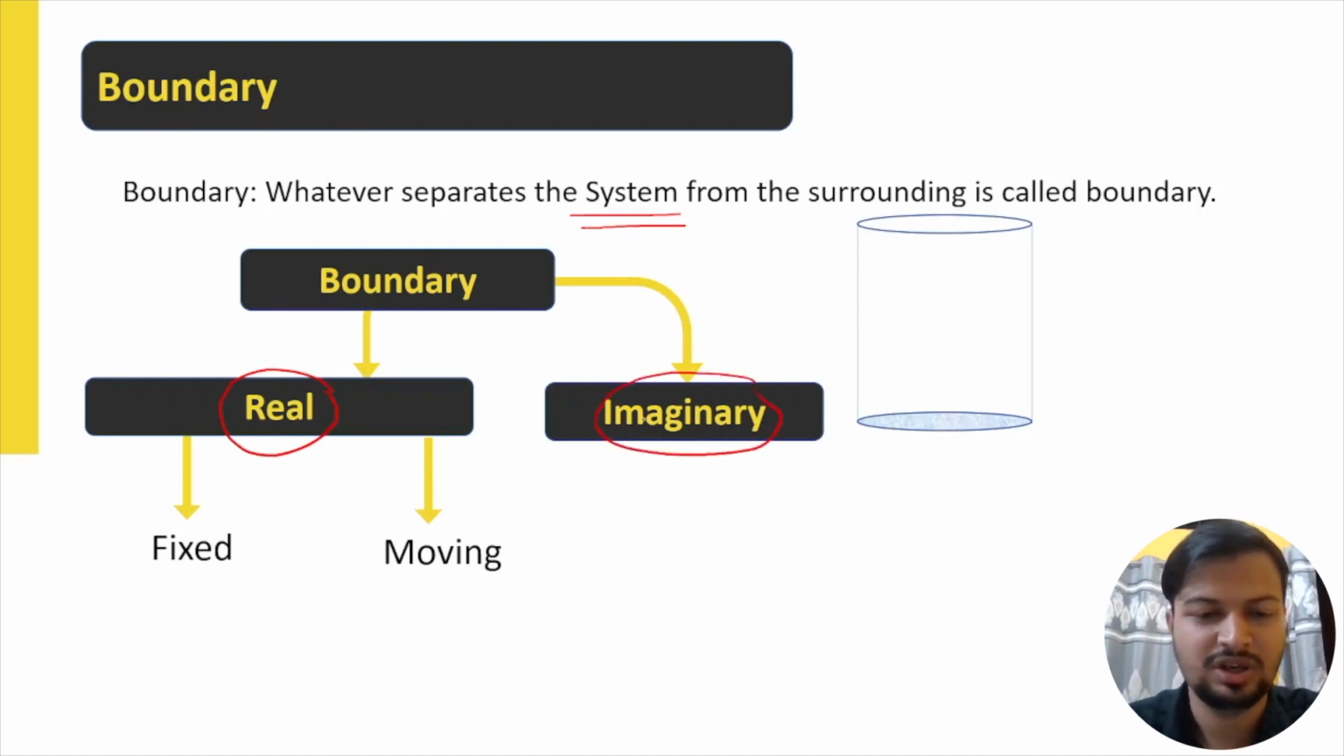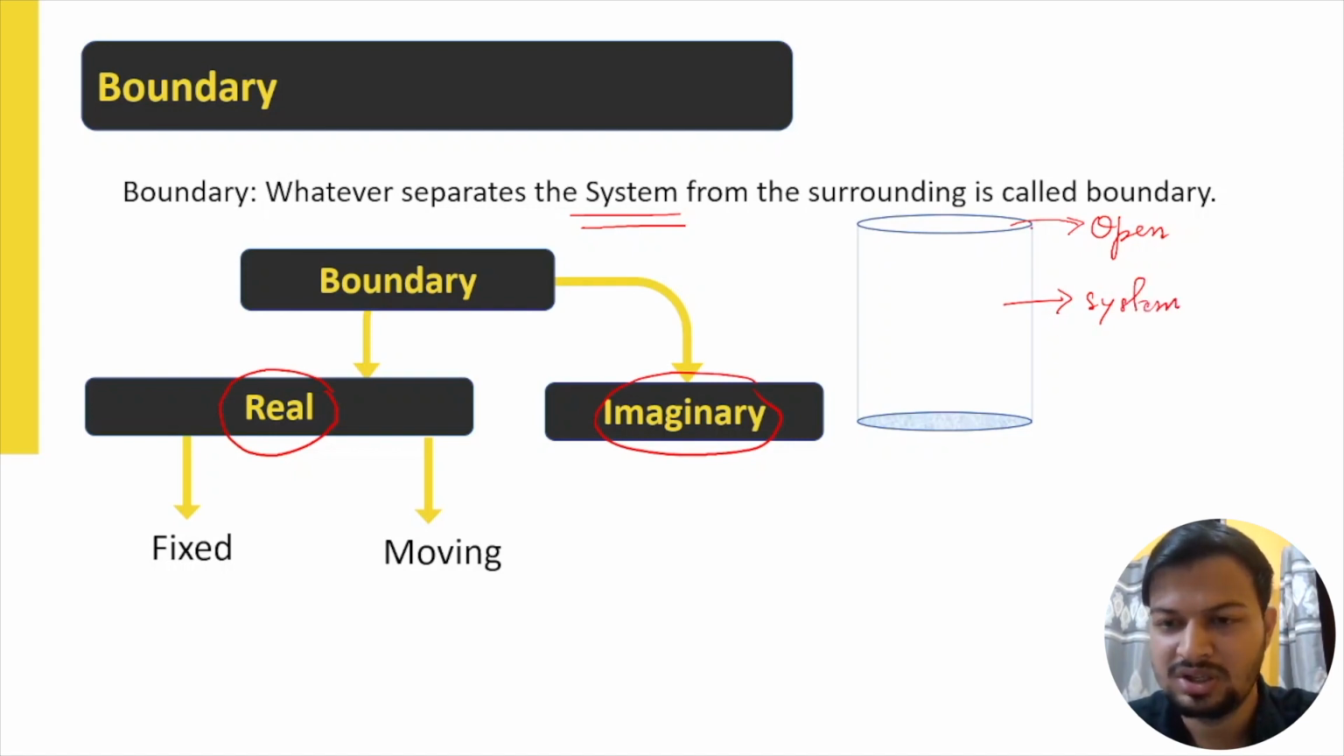So what is an imaginary boundary? We can clearly understand what a real boundary is. Suppose we take the example of this beaker. This beaker is closed from the bottom, but it is open from the top. This part is open, and we are selecting this beaker to be our system.